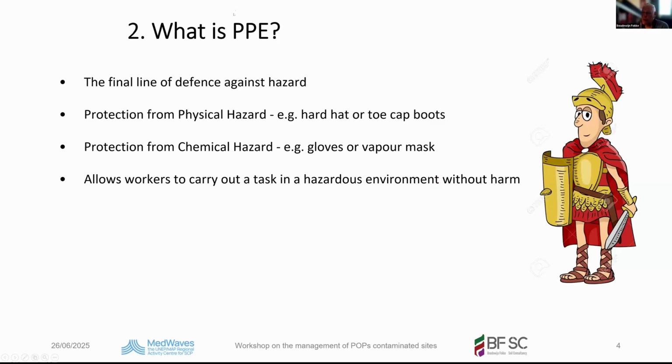So what is PPE? Personal protective equipment. The final line of defense against hazard. So not the first. You remember the triangle I showed you earlier? It is the final line of defense. Protection from physical hazard, for instance, a hard hat, or steel cap toe boots, so the safety boots. Protection from chemical hazard, gloves or vapor mask, and it should allow workers to carry out a task in a hazardous environment without harm. Therefore, you use PPE. You cannot avoid working in a hazardous environment, so as the last line of defense, you use PPE. But before, you make sure that you design a project as safe as possible.